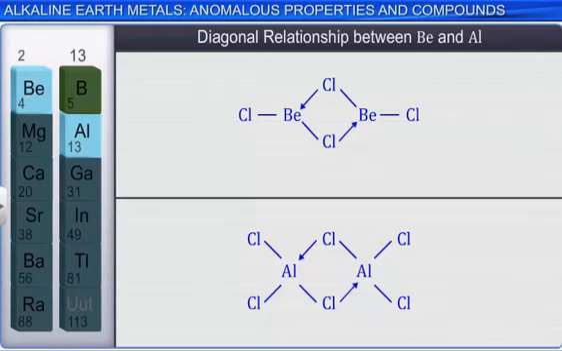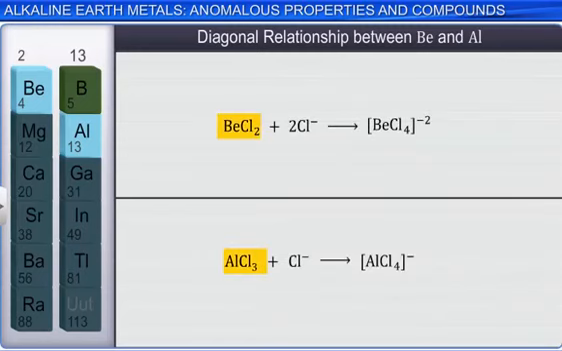as shown in the reaction given here. Both the chlorides are used as catalysts in the Friedel-Crafts reaction shown here. Both beryllium ions and aluminium ions form complex ions.